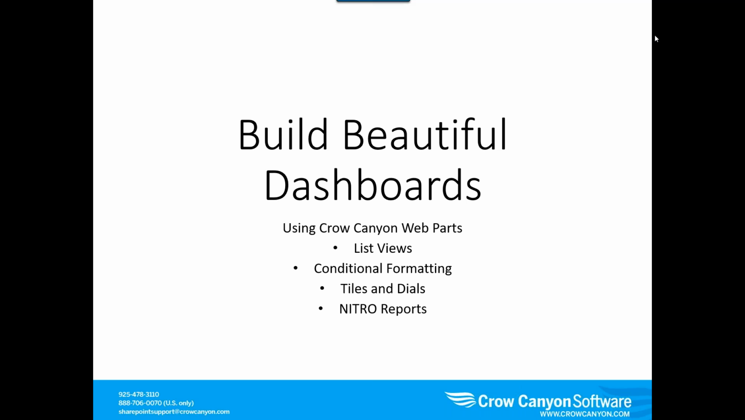So there are 4 different parts of the application of the NITRO Studio apps, the tools that are available to you that allow you to build out dashboards and reporting pages and things that give you metrics in the system. And there's a lot of configuration options. We're not going to go into super specific details today about each one of those. I'm basically going to just show you how to do some basic configurations of those and add them to your page. But those web parts that we're talking about today are going to be the Canyon ListView web part, the Conditional Formatting web part, the tiles and dials, and the NITRO Reports.